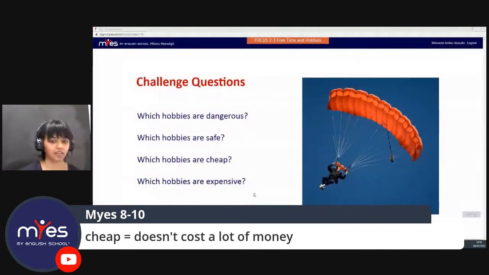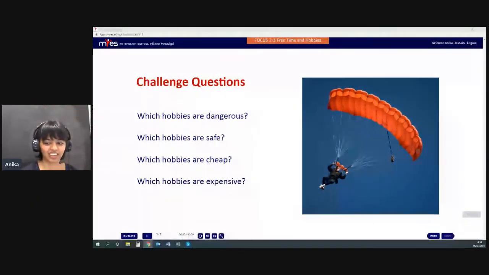Other expensive hobbies would be some extreme sports, skydiving or parachuting, which could also involve spending a lot of money. So Renata says here, playing cards can be expensive. Yes, you are right. A lot of people play cards or poker and they lose a lot of money. So good thinking, Renata.